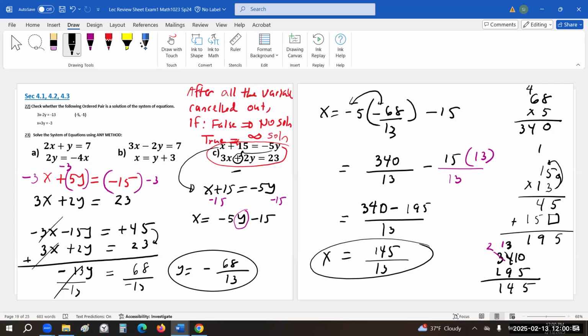All these things we are doing only because one of the signs is different from what we had in class. So your solution is here. It's 145 over 13 and negative 68 over 13. This is our solution. But in the exam, again, I'm going to give you something easier to deal with, not hard. And then you have these two scenarios.